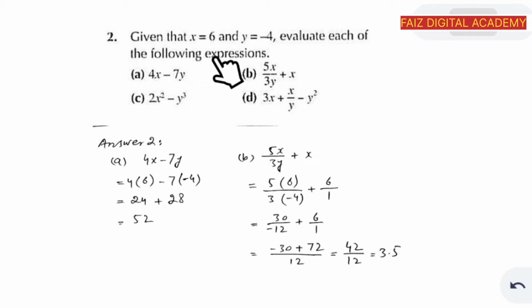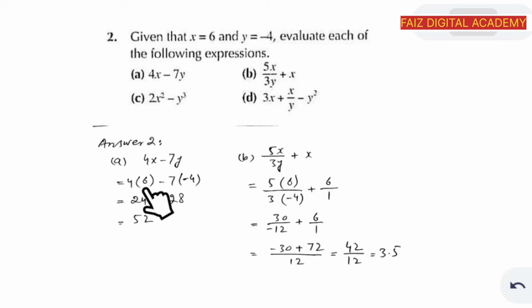In question number 2, we are given the values of the variables x is equal to 6 and y is equal to minus 4, and then we have to evaluate the following algebraic expressions. In the first part, 4x minus 7y. So 4 is being multiplied with x and the value of x is 6. So we will write 6 in place of x and minus, then 7, and the value of y was minus 4, so we write minus 4 over here.